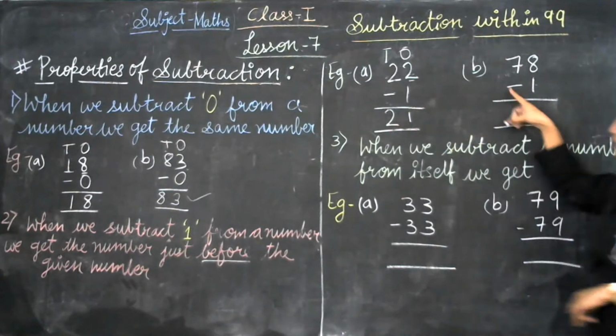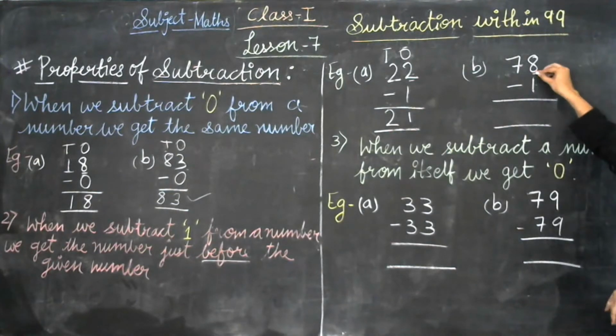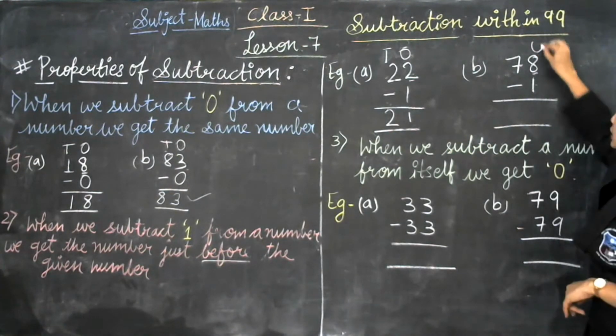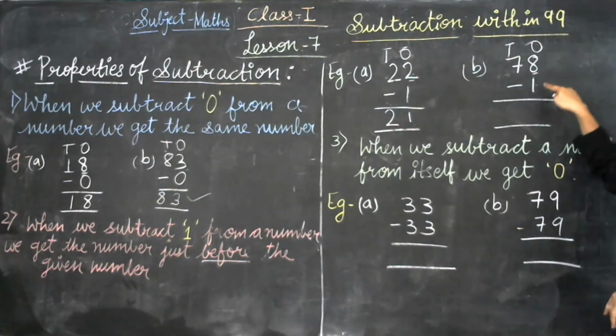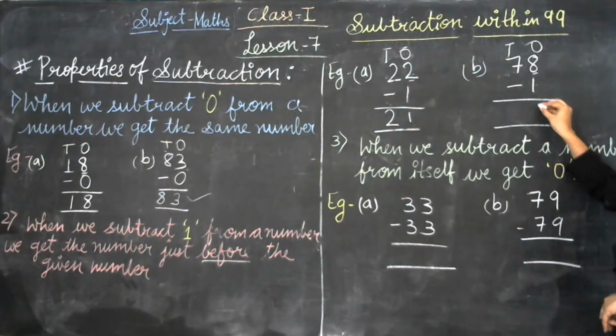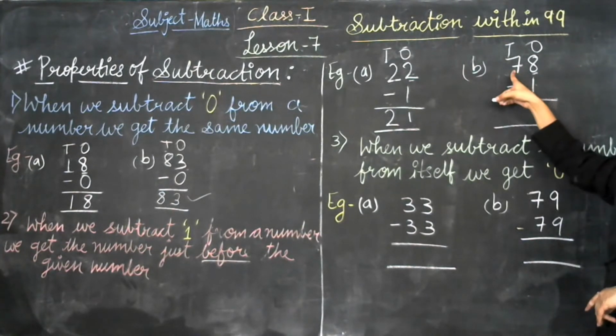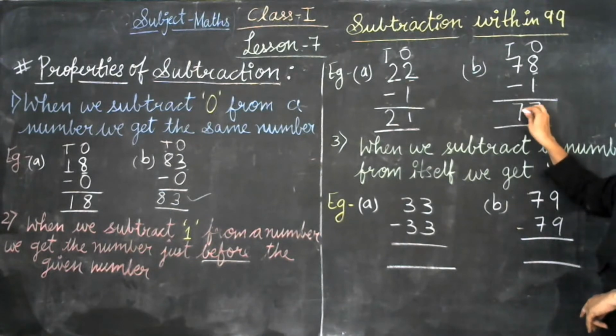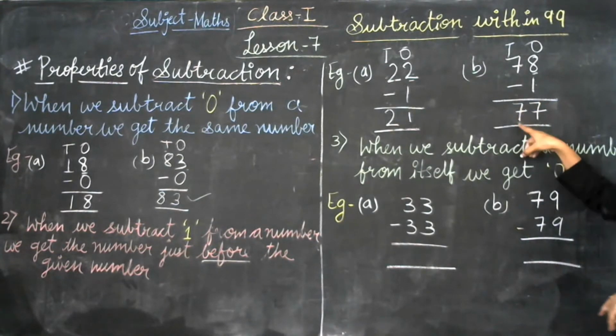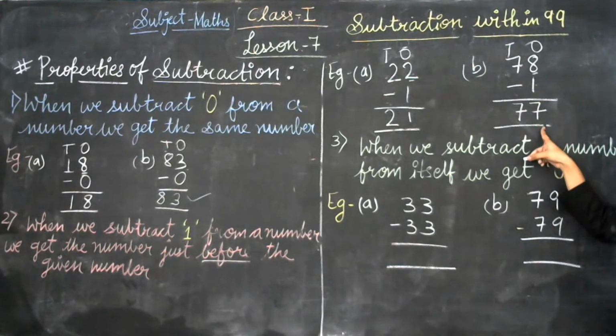Now look at another example. 8 is in 1's place, 7 is in 10's place. Now we will subtract 1's place value. 8 minus 1, we get 7. And here is 7, here there is no number. So we get the answer 77.